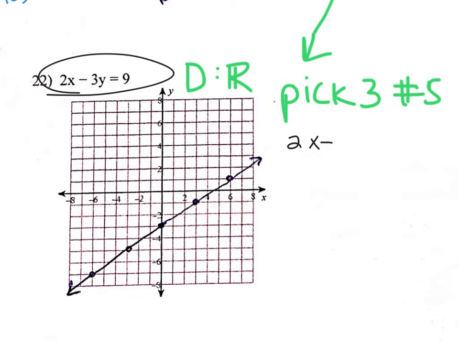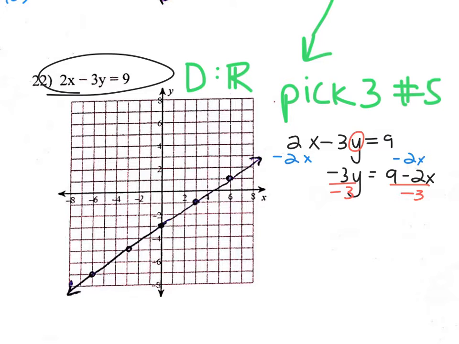So 2x minus 3y equals 9. I'm trying to get y by itself. All right, so I got to subtract 2x from both sides. It's going to give me negative 3y equals 9 minus 2x. And we did this a few different ways. Divide by negative 3. Some of you just like to keep that all as division by negative 3.